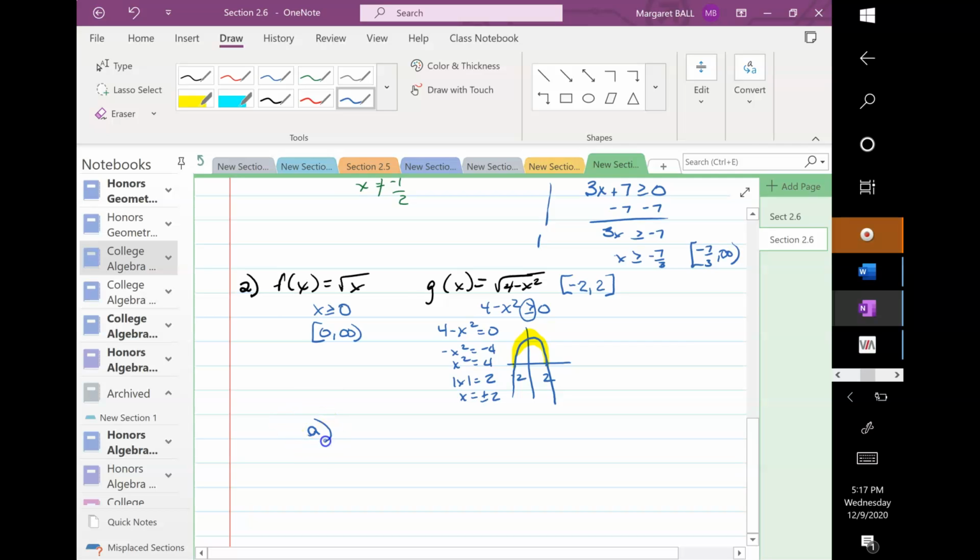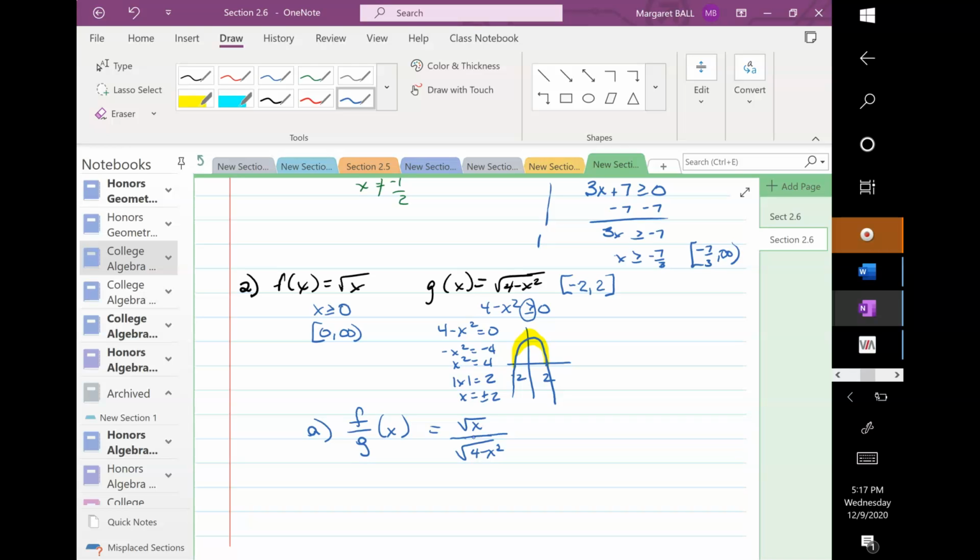Okay, now part A. Find f divided by g of x. Notice I wrote that a little bit differently. Okay, so take the f function, which is the square root of x, and then take the g function and divide it. So square root of 4 minus x squared. Okay, now we've got to do the intersection of both of those domains.